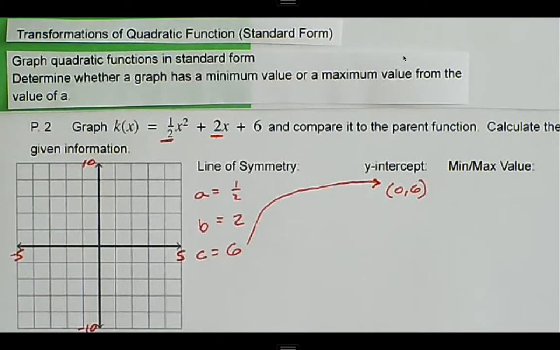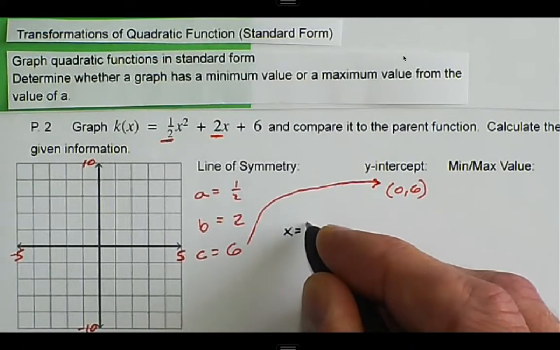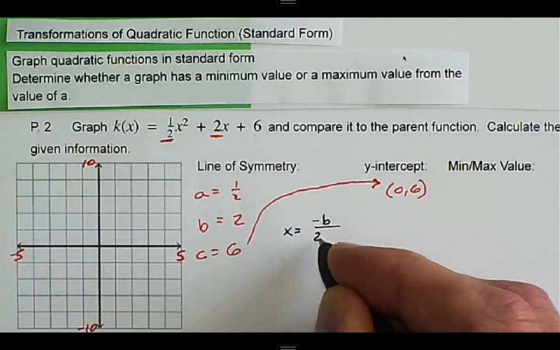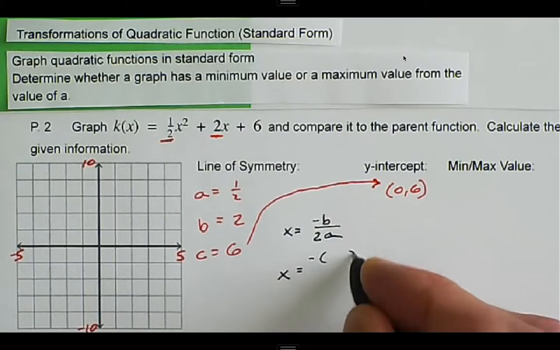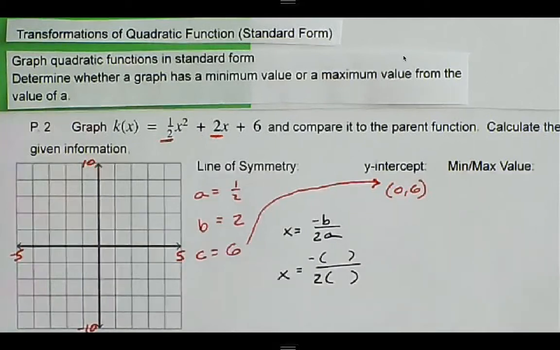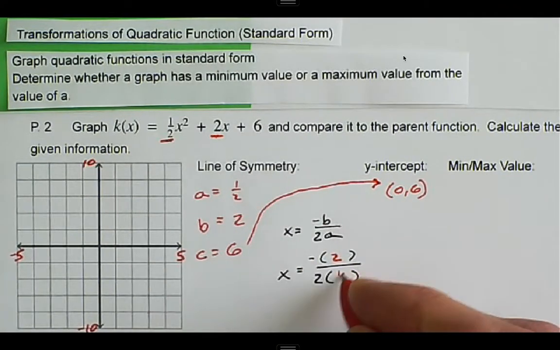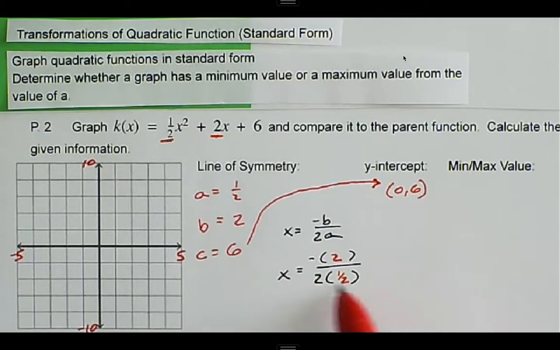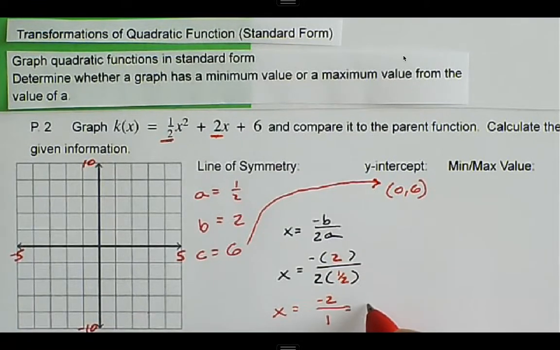Next thing I want to do is calculate the line of symmetry. And the equation for the line of symmetry is x equals -b over 2a. So we can substitute the values in. The only thing that's going to change is the b value and the a value. So the b value is 2, and the a value is 1/2. 2 times 1/2 is 1. So x is equal to negative 1 times 2, which is -2. So the equation is x equals -2.